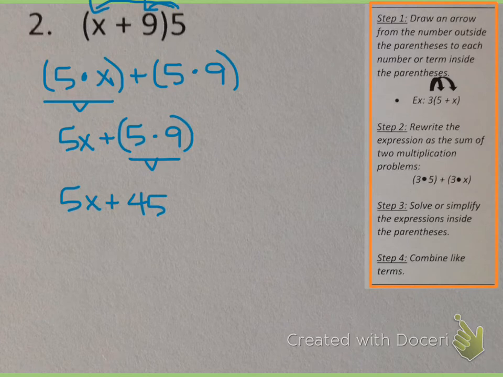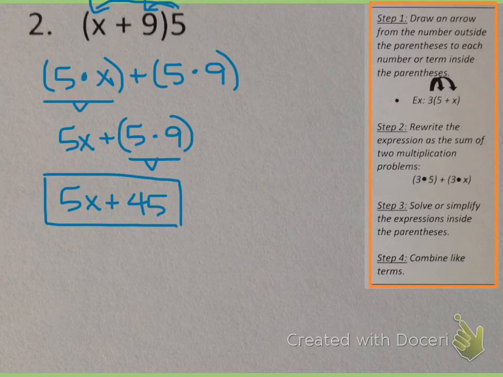Alrighty, so now we've solved or simplified the expressions inside the parentheses. We need to see if we can combine any like terms. Well, 5x has a variable and 45 does not, so they are not like terms. We cannot combine them. Therefore, the answer here is 5x plus 45.